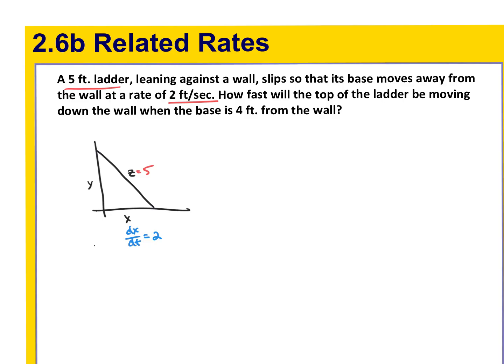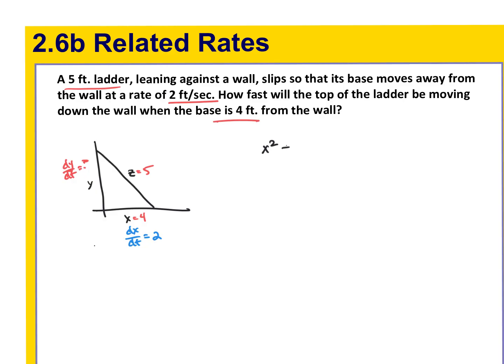And then it says, how fast will the top of the ladder be moving down the wall? So what did we try to solve for? We're solving for a rate of y, so we're solving for what? dy dt. And so then it says when the base is 4 feet. So what did that give us? My x is equal to what? 4. All right. And so what kind of triangle did it make? A right triangle.